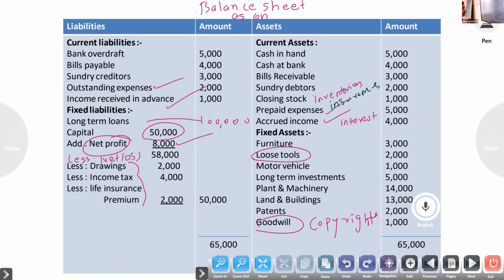If you study this format, then only you can do the problem. Otherwise, you won't get any idea.